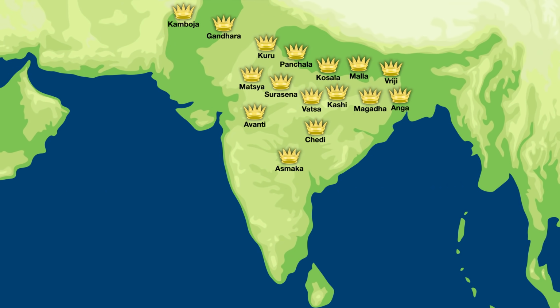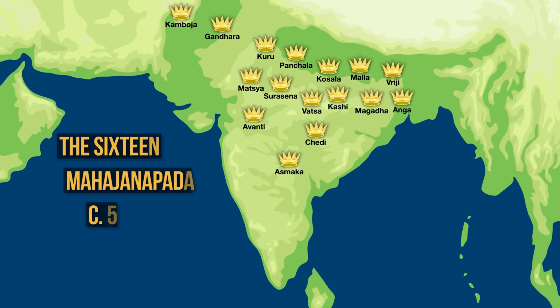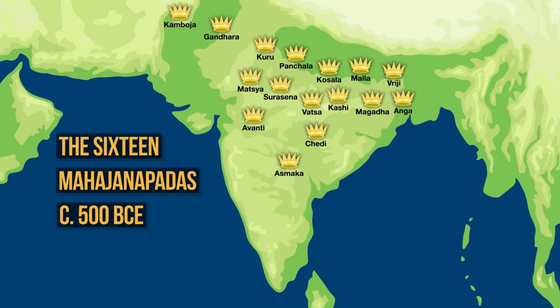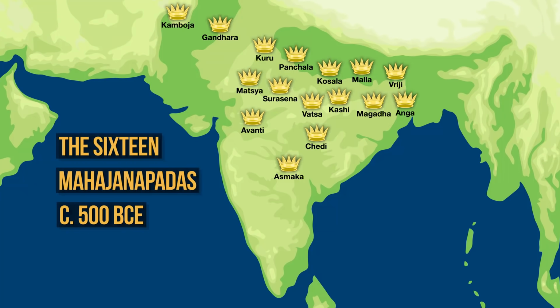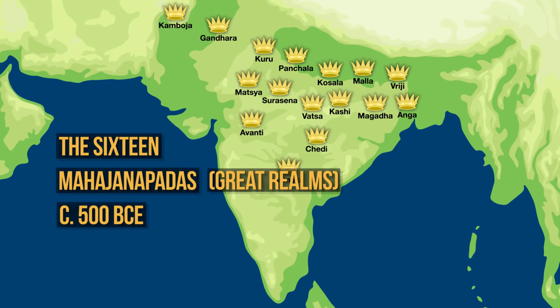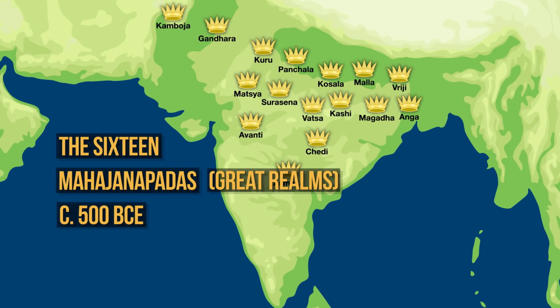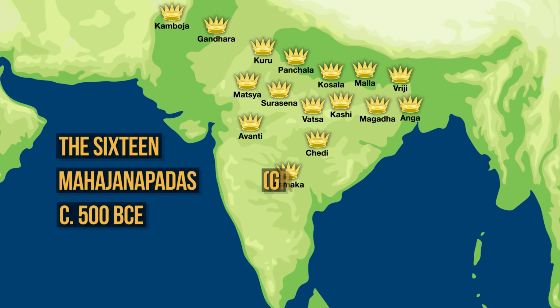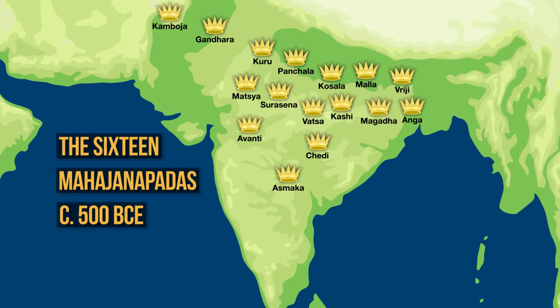To the east of the Achaemenid Persian Empire were 16 Mahajanapadas, which dominated North India. Mahajanapada means something like great realm, and these can be thought of as mini-kingdoms, although in some cases they were actually republics governed by oligarchs. There are three in particular that I'd like to point out.